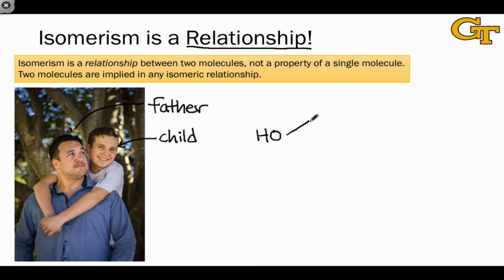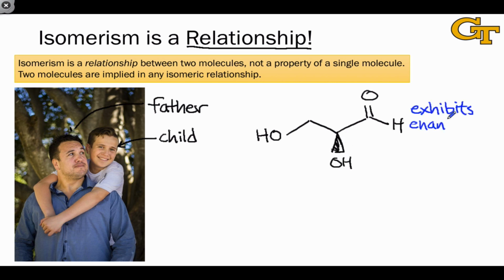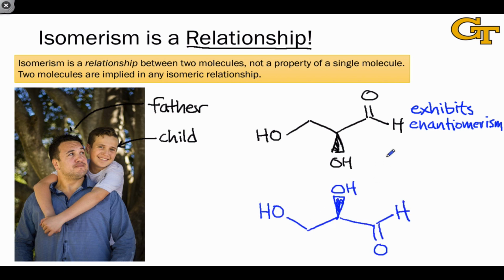And this implies the existence of another stereoisomer, just as saying that this man is a father implies the existence of his child. To connect this to the chemical realm, you might see, for example, the statement that the molecule glyceraldehyde, which is shown here, exhibits enantiomerism. That's analogous to saying that the man in this image exhibits fatherhood, and that statement implies the existence of the enantiomer of glyceraldehyde. Isomerism is a relationship between two molecules, not a property of a single molecule.